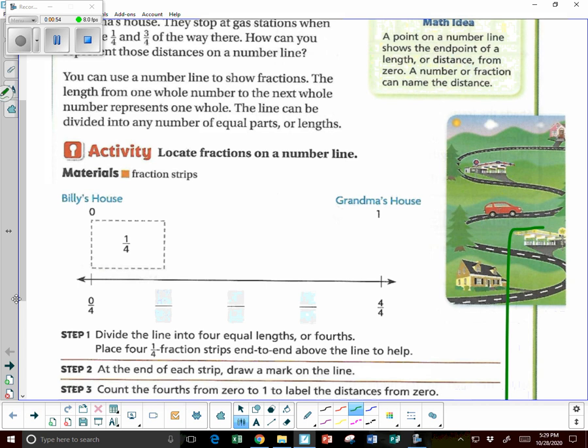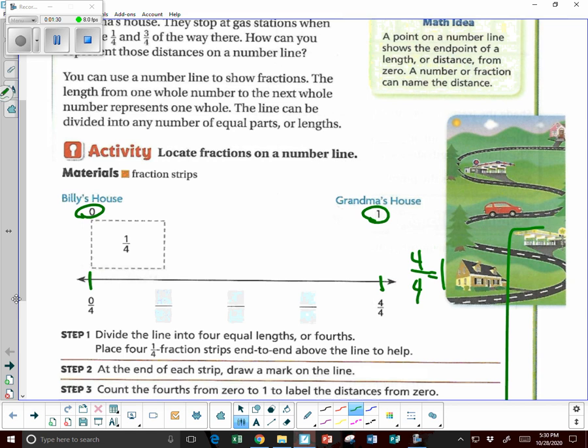Okay, we do not have fraction strips. We're not going to use fraction strips here in class either. We're just going to draw them. But I want you to know, look here, you have 0/4 and you have 4/4. Well, you know that 4 out of 4 equals 1 whole. So we're going from 0 to 1. We're just splitting up that one whole on a number line into 4 separate parts.